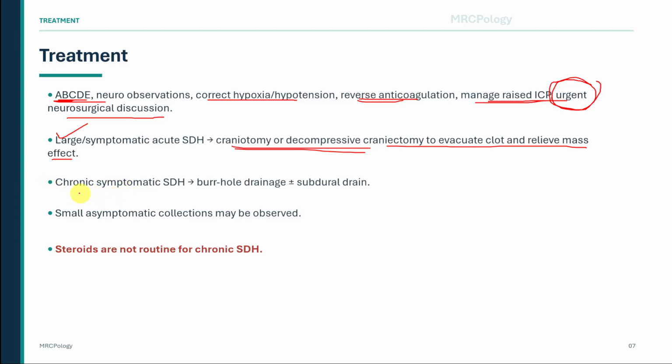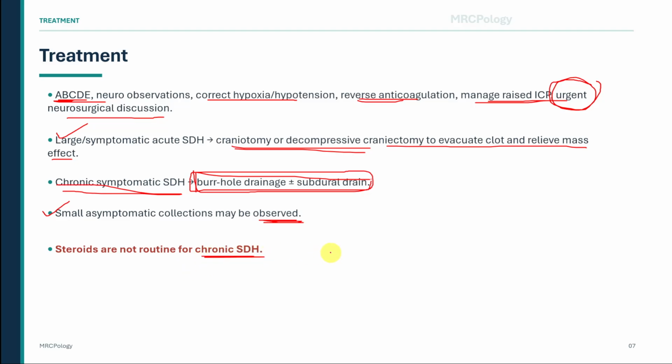Chronic symptomatic subdural hemorrhage is commonly treated with burr hole drainage, often with a subdural drain to reduce recurrence. Small asymptomatic collections may be observed with close monitoring and repeat imaging. Steroids are not routine treatment for chronic subdural hemorrhage.